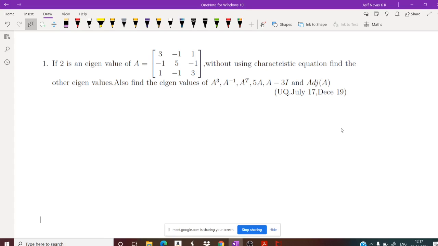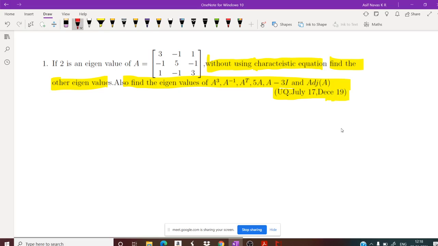So now you write down this question. One eigenvalue of A of this matrix is given, without using the characteristic equation. That is, you can use the characteristic equation. Find the other two eigenvalues and also find eigenvalues of A cube, A inverse, A transpose, 5A, A minus 3I and adjoint of A. This is a university question, July 2007, July 17, 2019. Okay, so let us do this problem.